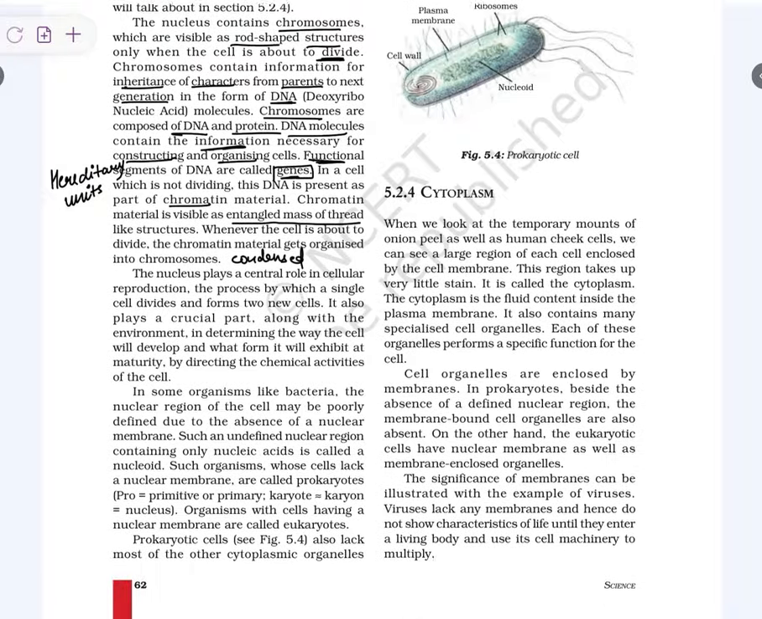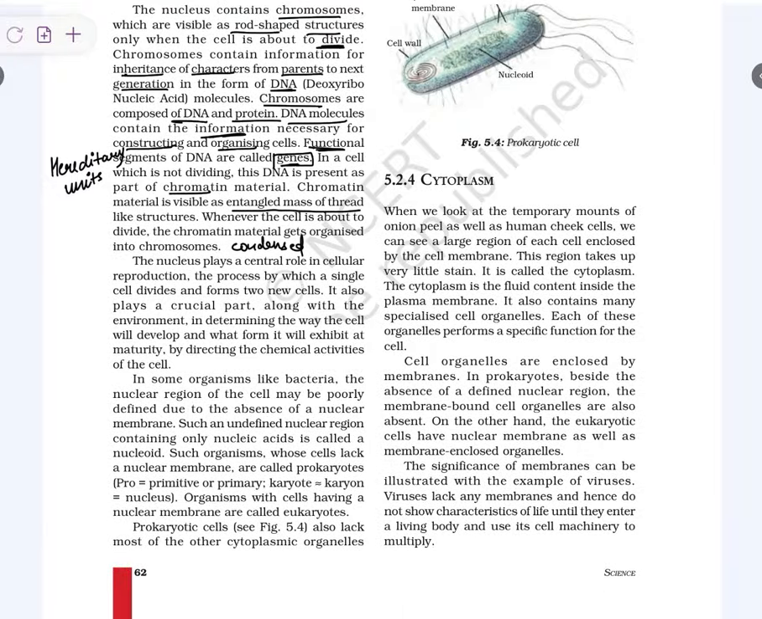Now the nucleus plays central role in cellular reproduction, the process by which single cell divides and form two new cells. It also plays a crucial part along with the environment in determining the way the cell will develop and what form it will exhibit at maturity.